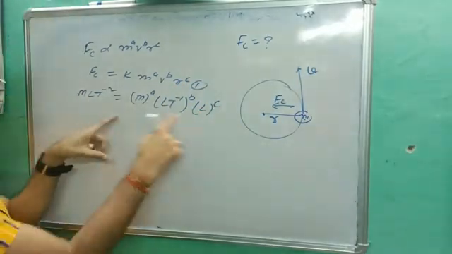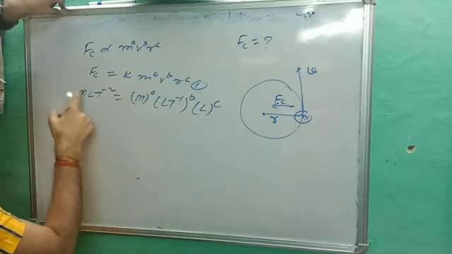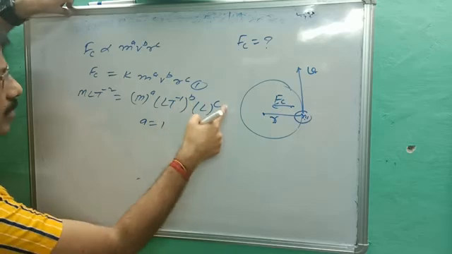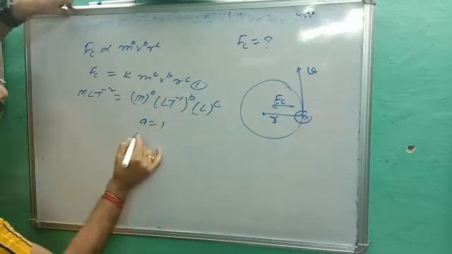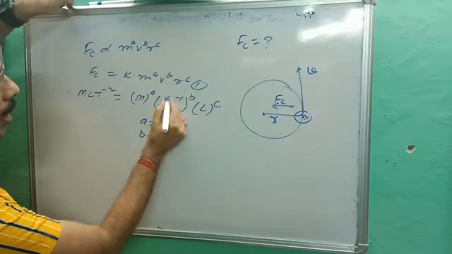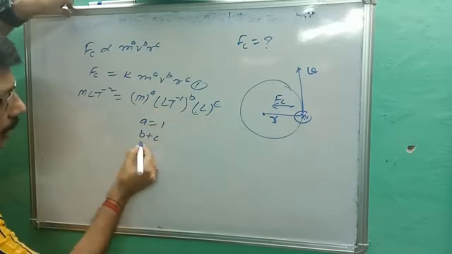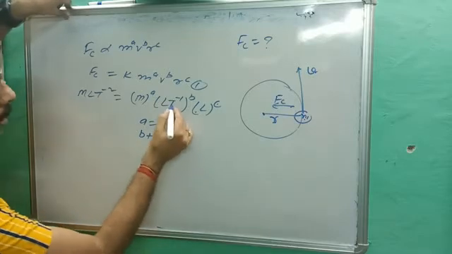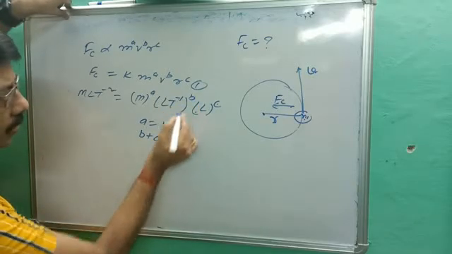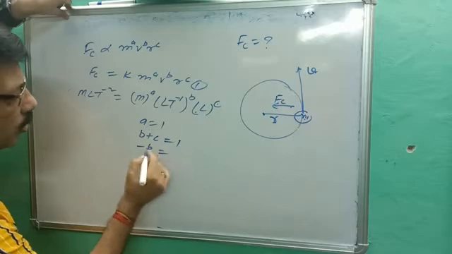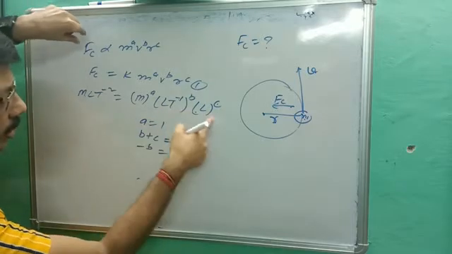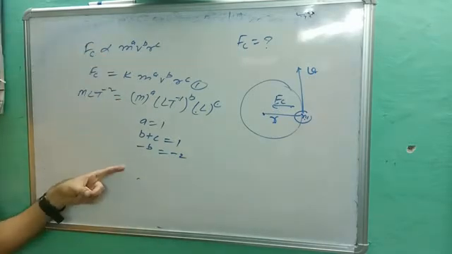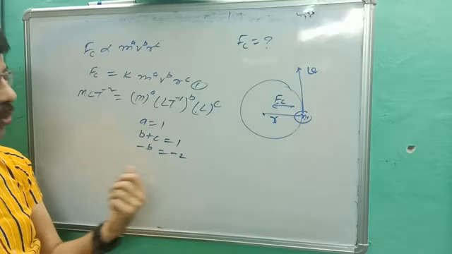Okay. Now we will compare the powers. Here M^a, here M^1. The first point, a is equal to 1. Here L^b and L^c, and here L^1. So the powers will add up: b plus c is equal to 1. Third, T^-b, here T^-2, so minus b is equal to minus 2. Again we got three equations, and we have to solve for the values of a, b, c.